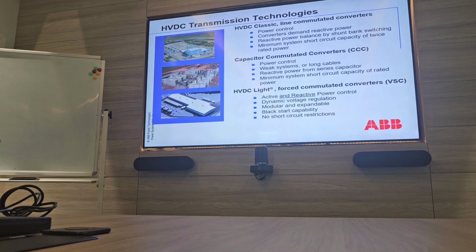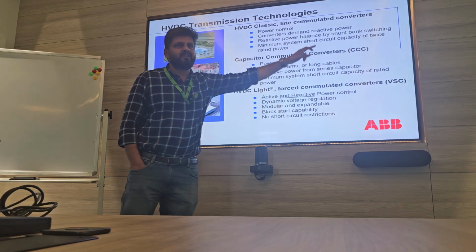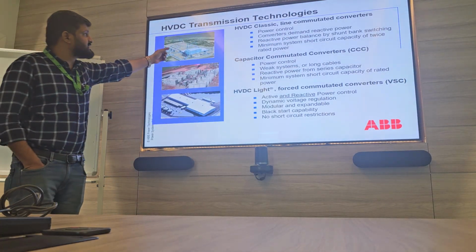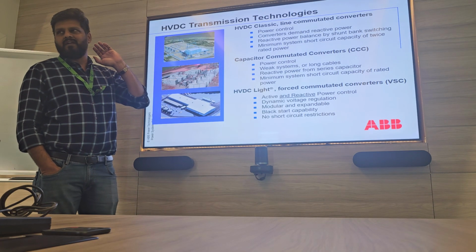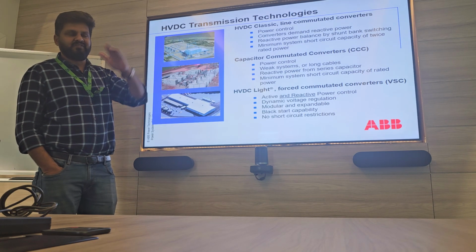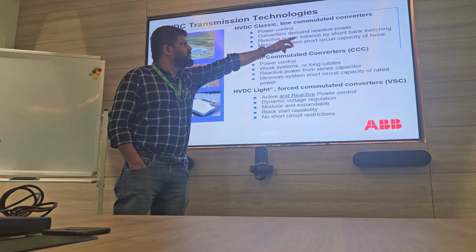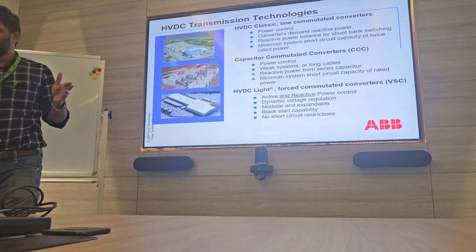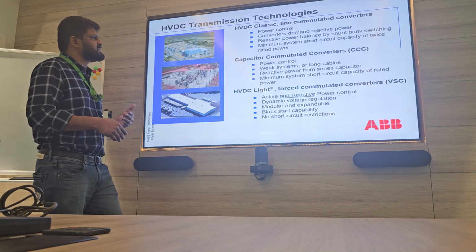Okay, we'll see later also. These converters demand reactive power for commutation purposes. That's why a lot of filters are selected. More filters are installed, and they give the reactive power and also filter the harmonics. Reactive power is balanced by shunt bank switching. So shunt bank means the filters I showed, correct? That is supplying reactive power and also filtering the harmonics.